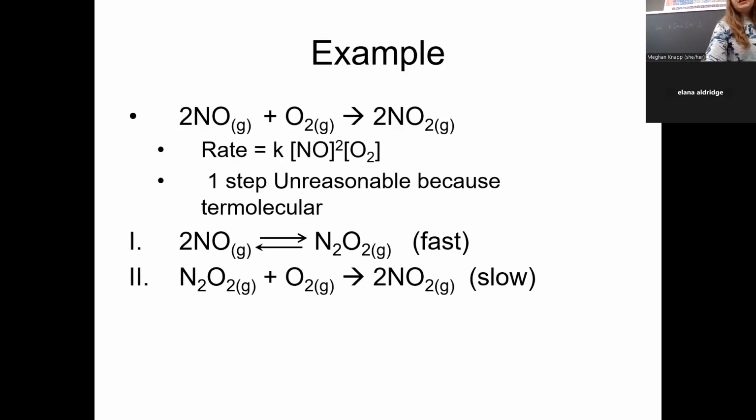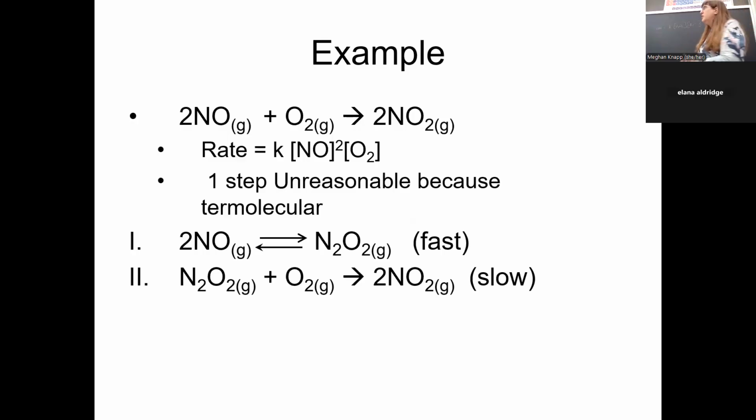Okay, so here's a second possible mechanism. This one is 2 steps. Are all the steps either unimolecular or bimolecular? That was our problem with the last one, was we added termolecular. So that one is bimolecular, which is fine. What about the second step? Also bimolecular. Okay, so that's reasonable.